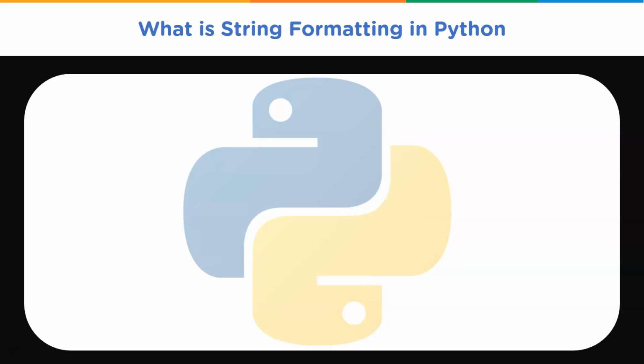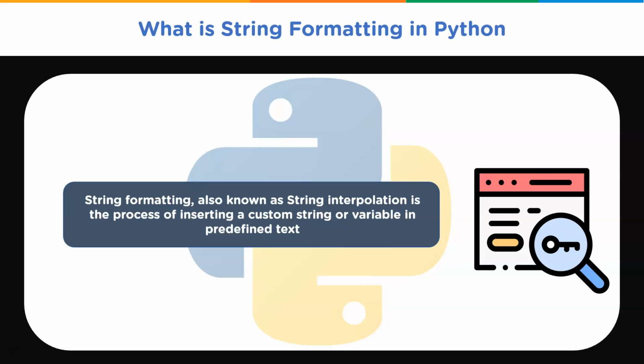So what is string formatting in Python? Formatting a string is something you will do all the time when you're coding in Python. String formatting, also known as string interpolation, is the process of inserting a custom string or variable in predefined text. The string formatting methods format the given string into a more precise output in Python. So it is the process of infusing things in the string dynamically and presenting the string.